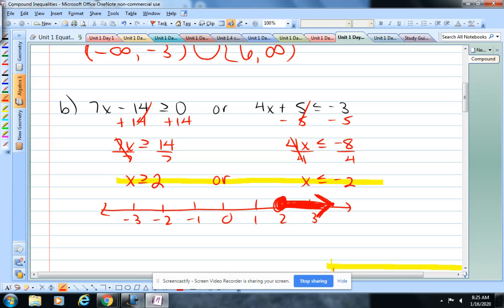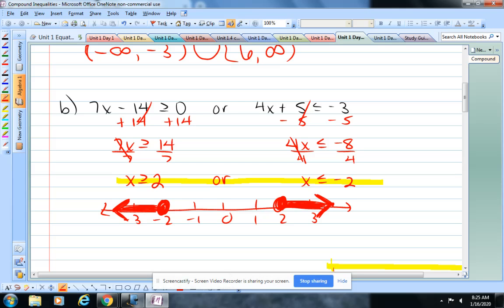And the next one says x is less than or equal to -2. So does -2 get an open circle or a closed circle? Closed, because it's also included. And which way do I shade for that one? Left. Now, this was an OR problem, right? Are they graphed in opposite directions? Yes. So now I just have to do my interval notation.